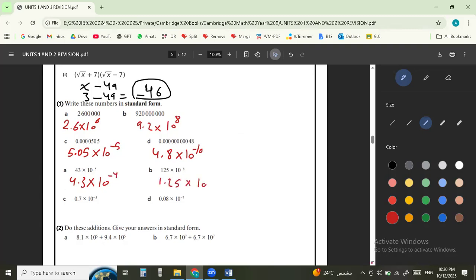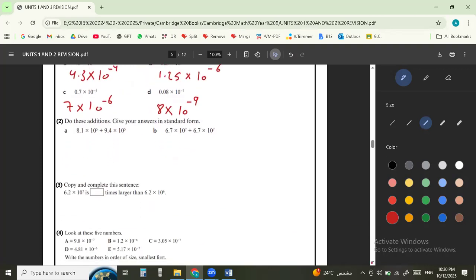1.25 times 10 to the power of, I moved it 2 digits to the left, so plus 2. So it is negative 6. 0.7 becomes 7 times 10 to the power of, I moved it 1 digit to the right, then it's minus 1, so negative 6. This becomes 8 times 10 to the power of, I moved it 2 digits to the right, so it is negative 2. So negative 7 minus 2 is negative 9. So 10 to the power of negative 9.